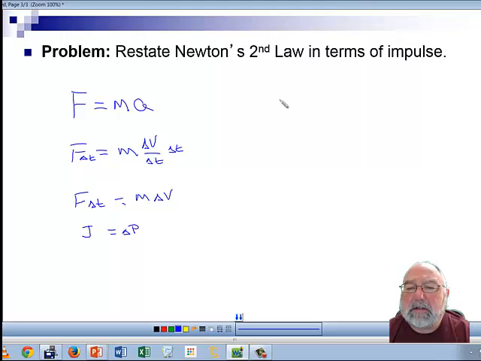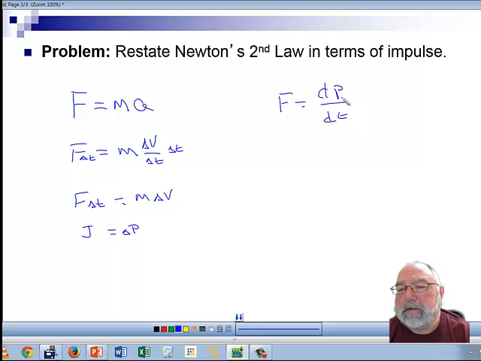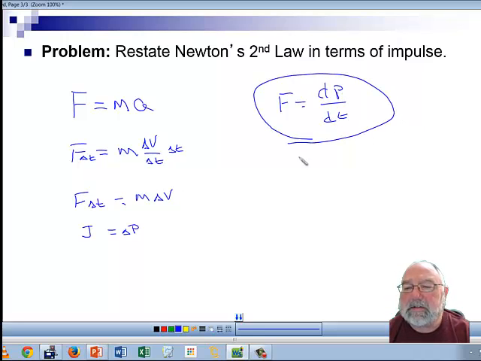Okay, well, when the forces are changing, we need to say that impulse causes momentum to change. Well, force is equal to the change in momentum over the change in time, or the change in momentum with respect to time. So this is the calculus world. Okay, so this is how Newton actually wrote the second law. A force causes the momentum of the object to change.